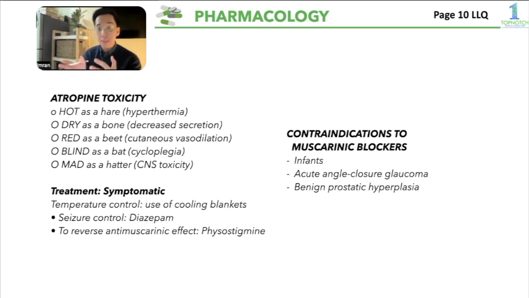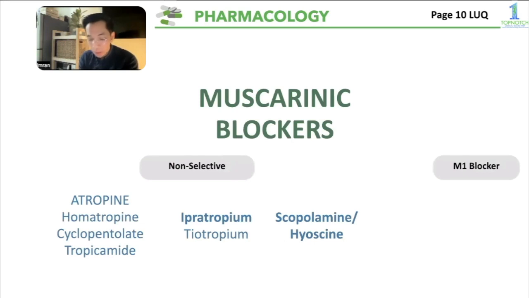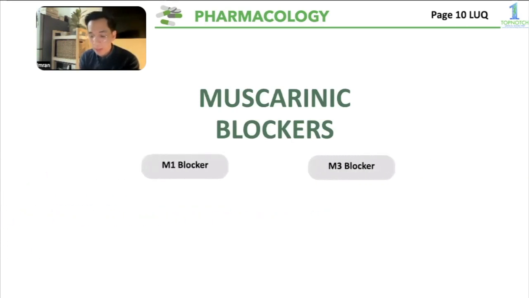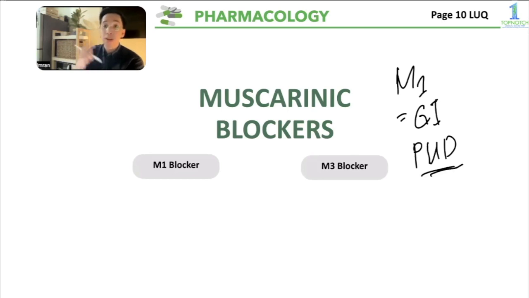Sa BPH naman, or your benign prostatic hyperplasia, ang nangyayari dyan, mas nagre-retain sila ng urine, so mas nahihirapan sila. So that's for your non-selective muscarinic blockers. Punta tayo sa mga M1 blocker. Yung mga M1 blockers natin, may kita kasi yung M1 natin sa ating GI, particularly in the stomach. So it's used for peptic ulcer diseases, to decrease the amount of acid secretion.